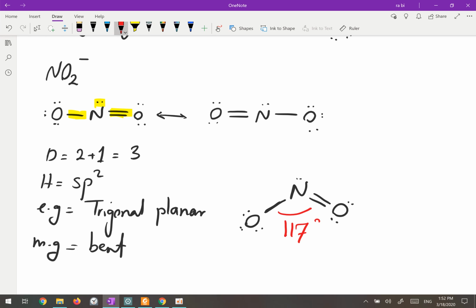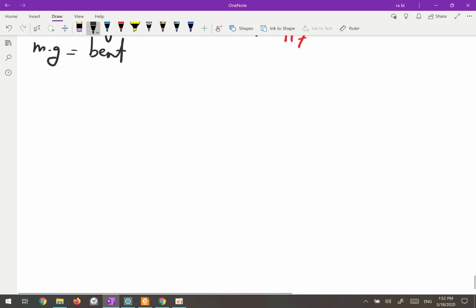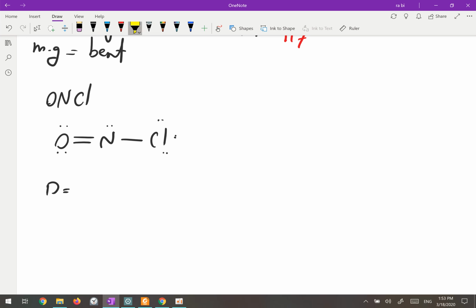The next molecule is ONCl. The Lewis structure for that we have drawn in the class is O double bond N, single bond Cl. Okay, so the number of the domain: 1, 2, 3. We have 3 domains, 2 bonds, 1 lone pair.